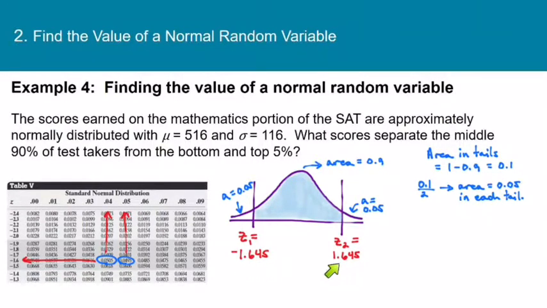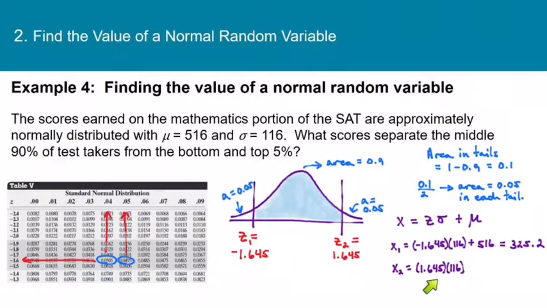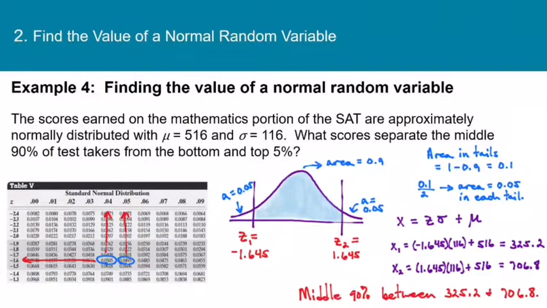Now we need to transform both of these z-scores back into SAT scores. So we'll use our formula that's solved for x, and we'll say x equals z sigma plus mu. For the first one, x equals negative 1.645 times the standard deviation plus the mean, and that gives us an SAT score of 325.2. And for the second one, we say 1.645 times the standard deviation plus the mean, and that gives us an SAT score of 706.8. So now we can say that the middle 90% of test takers scored between 325.2 and 706.8.